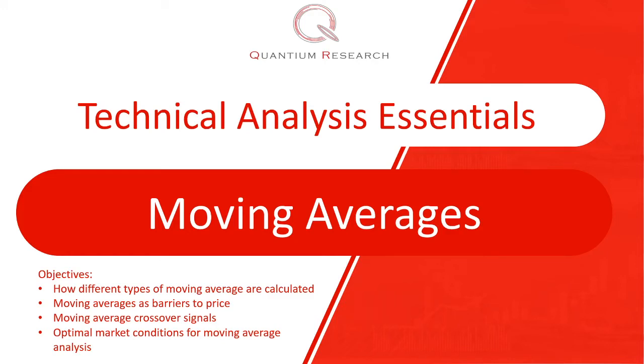In this video, we're going to be looking at the concept of moving averages. Some of the objectives we're discussing include the different types of moving averages and how some of these are calculated, moving averages acting as barriers to price, moving average crossover signals, and the final objective looks at some ideal market conditions for moving average analysis.